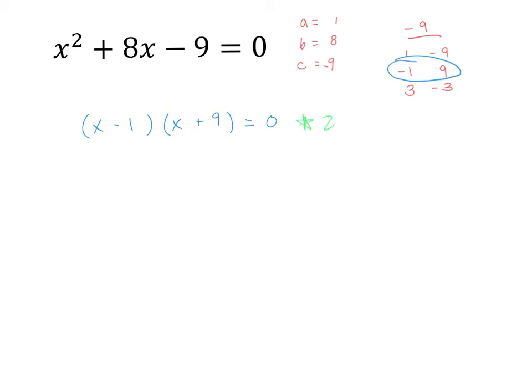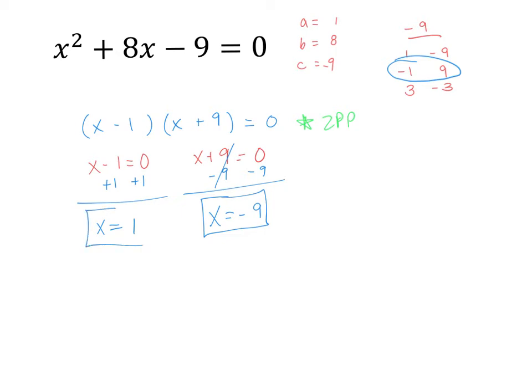Here, zero product property. So go ahead and set each of these parentheses equal to 0. And then you're just going to go ahead and solve. So I'm going to add 1 to both sides on this and get x equals 1. And then I'm going to subtract 9 from these, cancels, and you get x equals -9. So these are your two solutions for number 9.